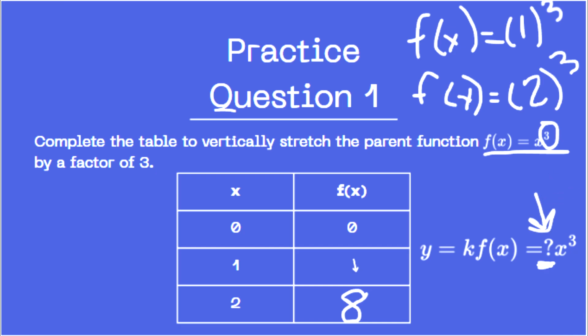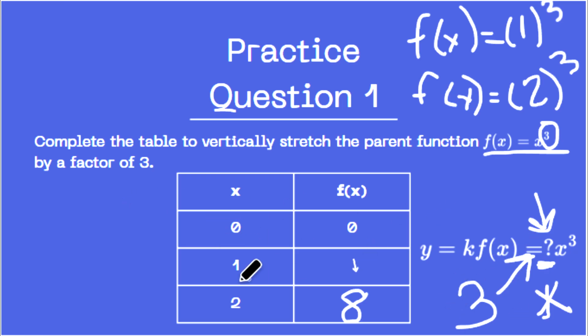I'm doubting myself, but I feel like it should just be 1. Oh wait, but we're doing it. Oh, it's in this answer right here. Complete the table to vertically stretch the parent function by a factor of 3. It's not 1. It's by a factor of 3. So they want us to do it here. So I did all of this wrong. This is our parent function. These are our numbers for our parent function. We want to find it for this formula.